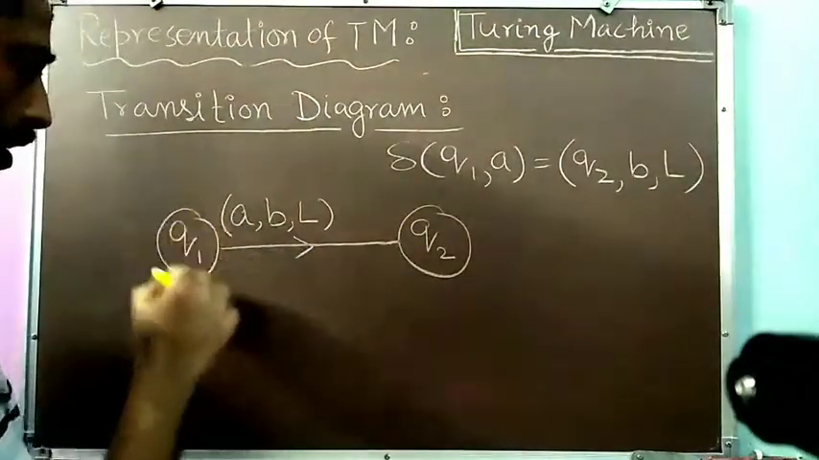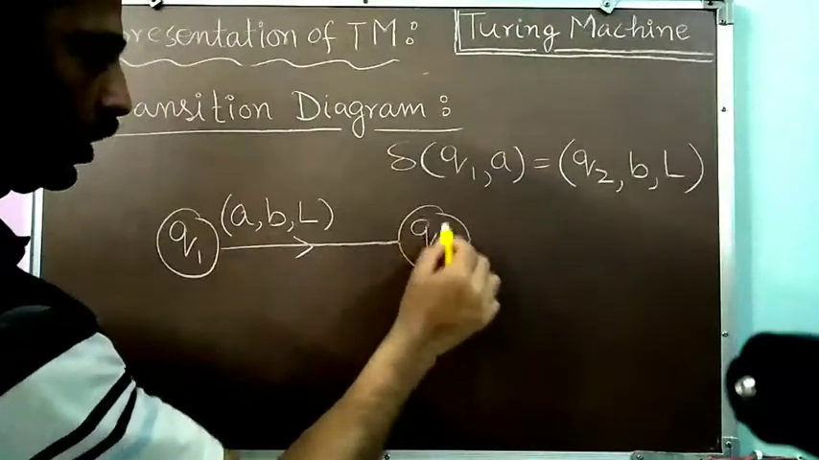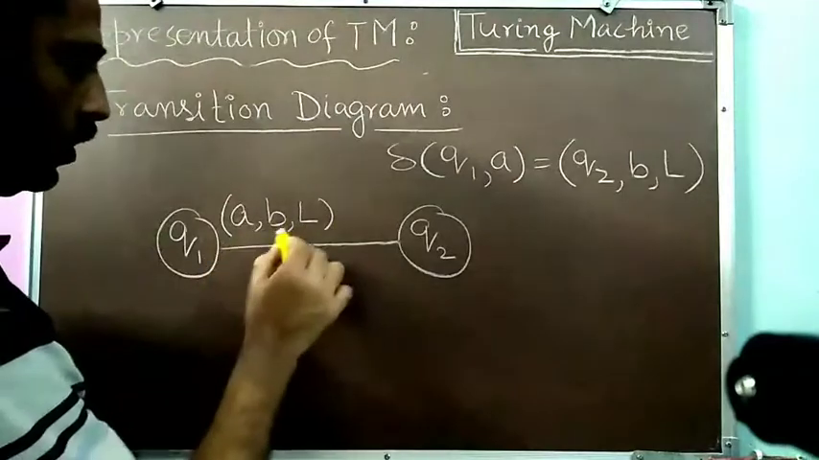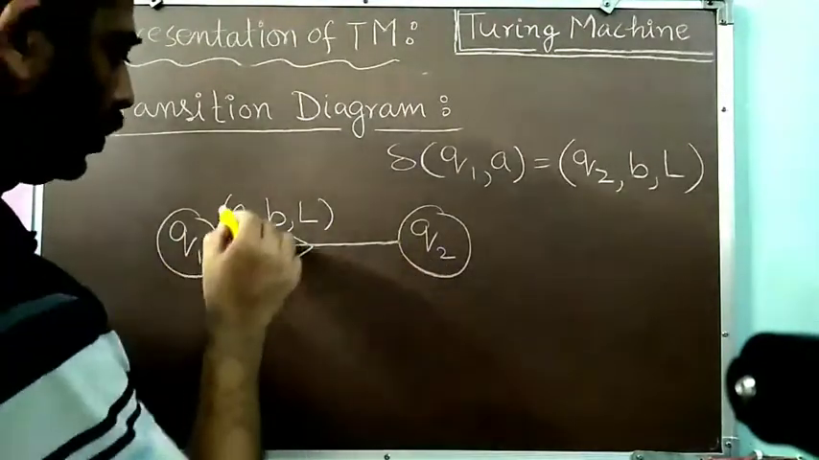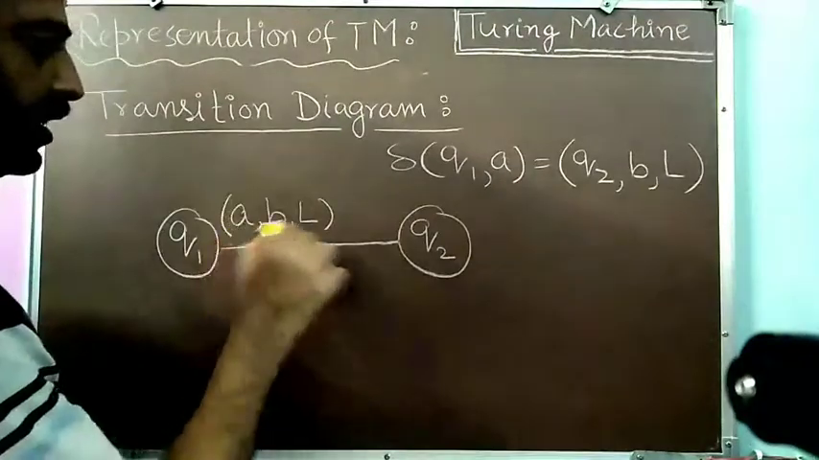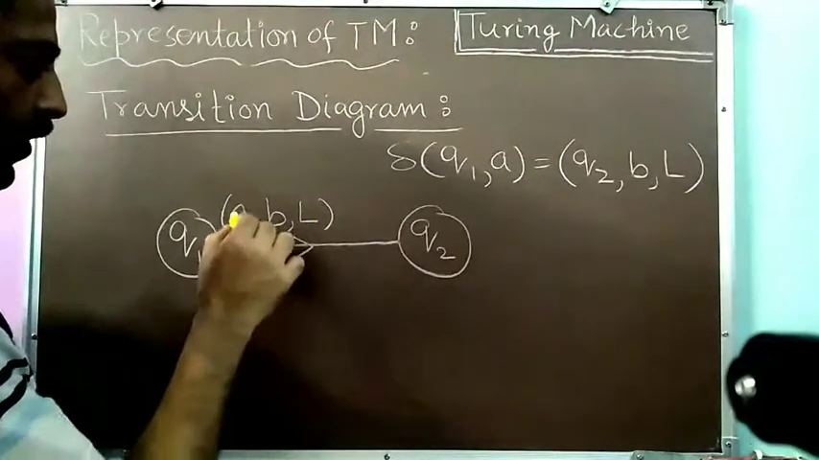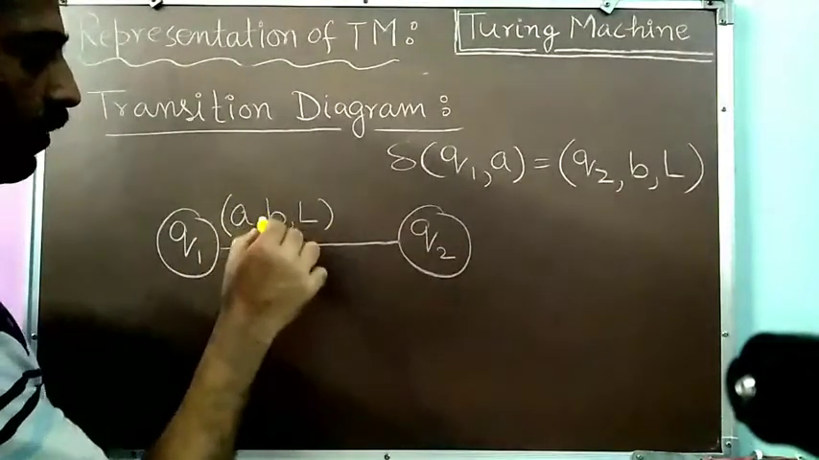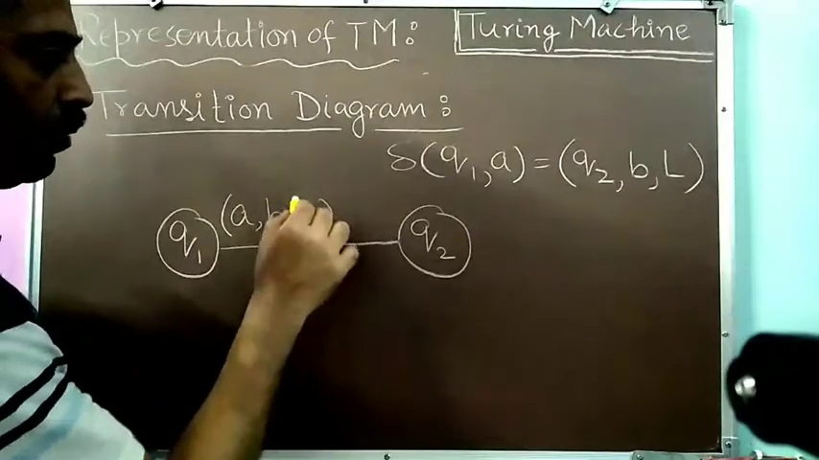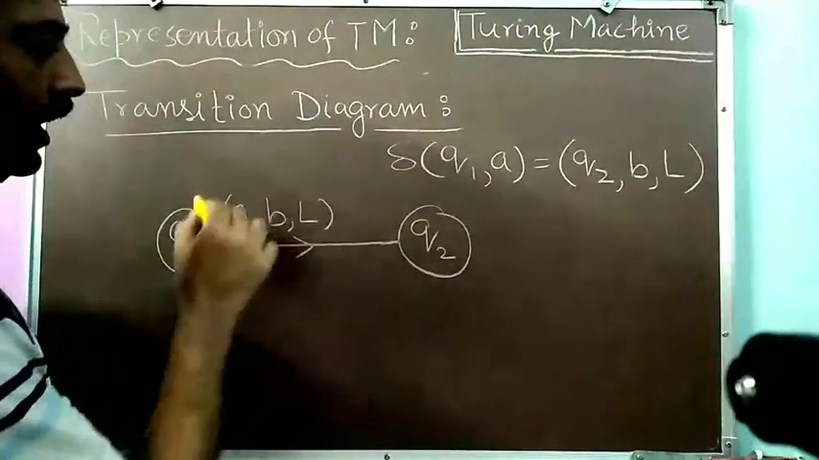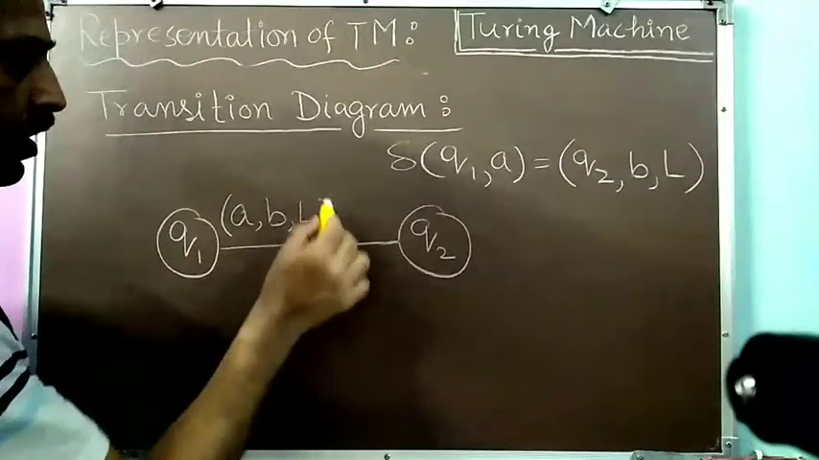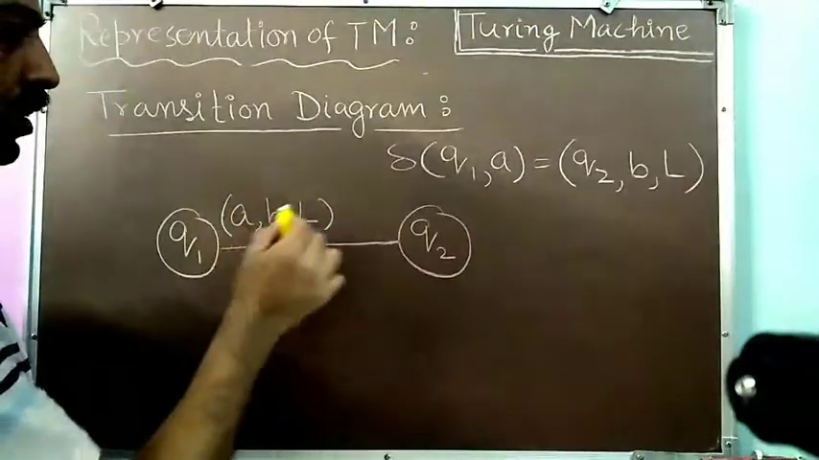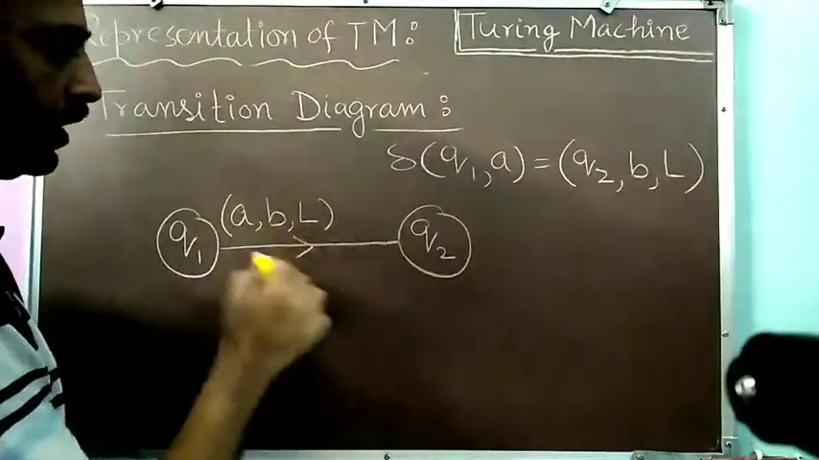Q1 is a state; in the circle we show the state. Q1 and Q2 are the states, and from Q1 to Q2 there is a transition. This transition is shown by an arrow and labeled with the triple A, B, L. The first quantity shows that Q1 on A moves to Q2, and then in place of A we write B, and the read-write head movement is towards left. So we label this transition by this triple A, B, L.